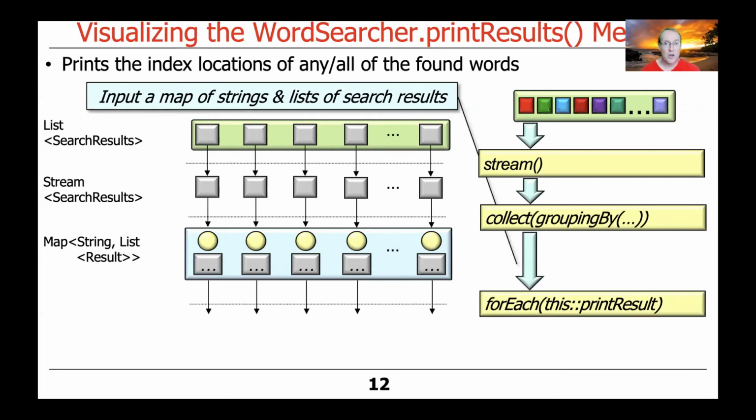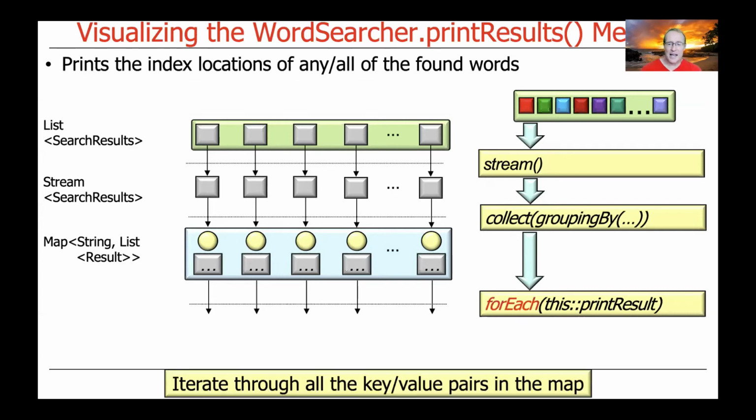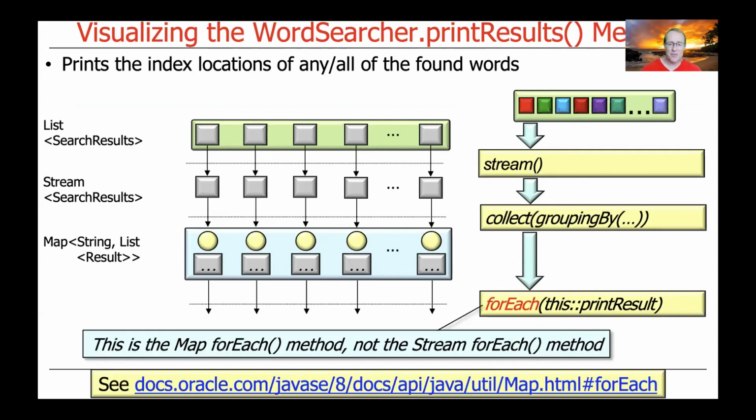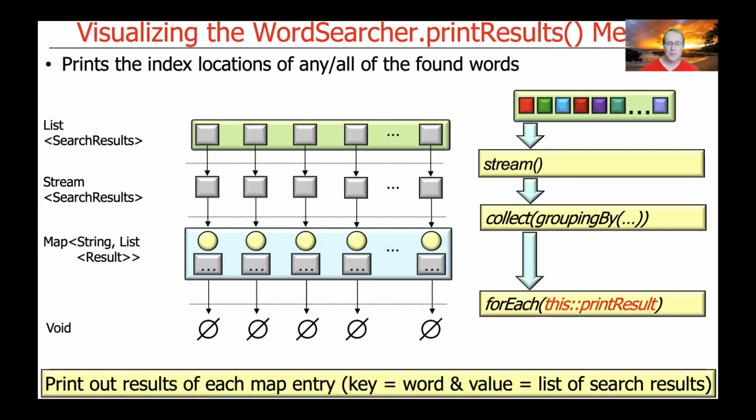And then what we're going to do is we're going to use the for each method defined on the map, which comes from the Iterable interface. And we're going to go ahead and iterate through all the key value pairs in the map, printing each one of them out. And we're going to pass in the print result method reference to do this. Note that the for each method here is the for each method on the map interface, not the stream for each. And that'll become more clear when we look at the code in just a bit.